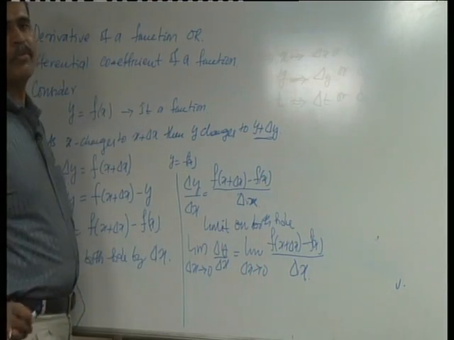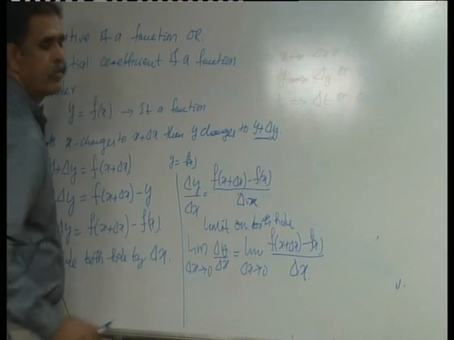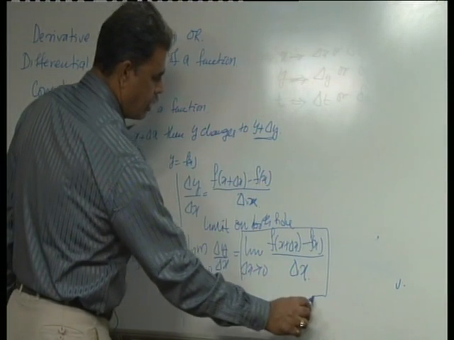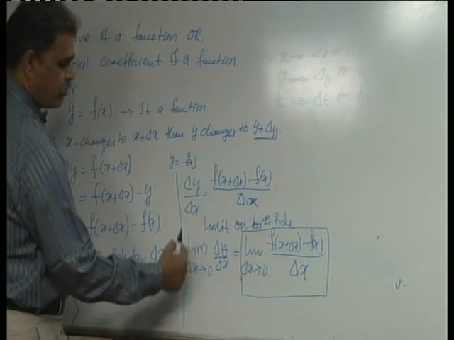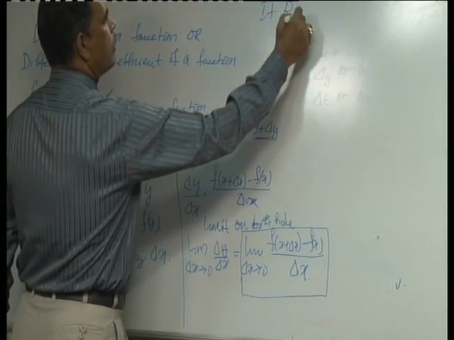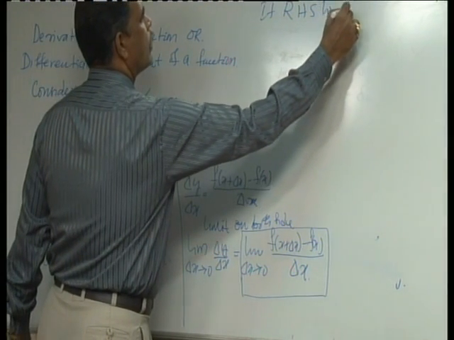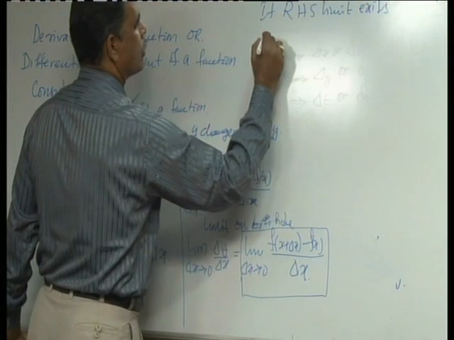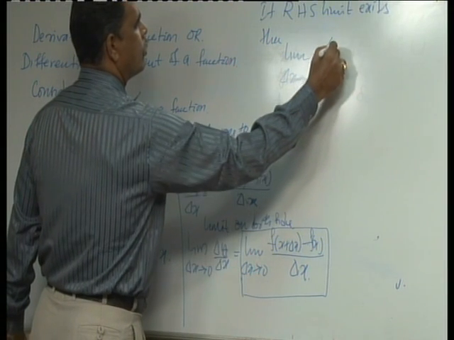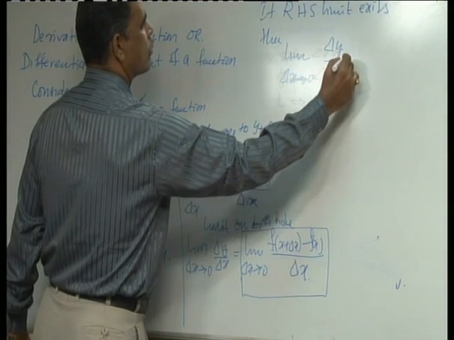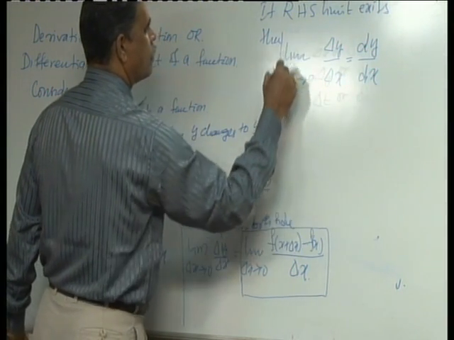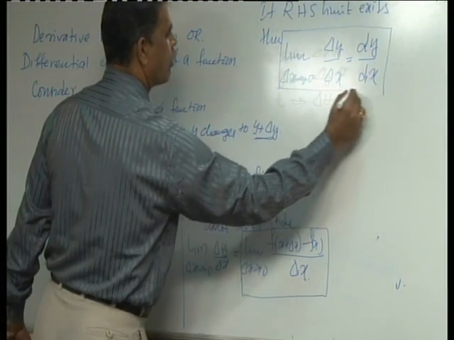Suppose I assume that the right hand side limit exists. If this limit exists, then the left hand side limit, limit as delta x tends to 0 of delta y divided by delta x, is always taken as dy by dx. This is called the derivative of a function.